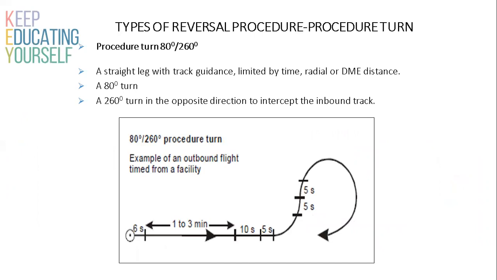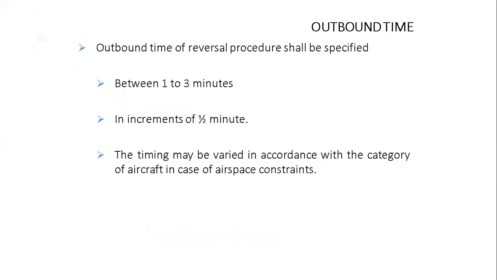Procedure turn 80/260: a straight leg with track guidance limited by time, radial or DME distance. Thereafter, an 80 degree turn, and thereafter a 260 degree turn in the opposite direction to intercept the inbound track. Outbound time for the reversal procedure is between 1 to 3 minutes, in increments of half a minute. The timing may be varied in accordance with the category of aircraft and airspace constraints.